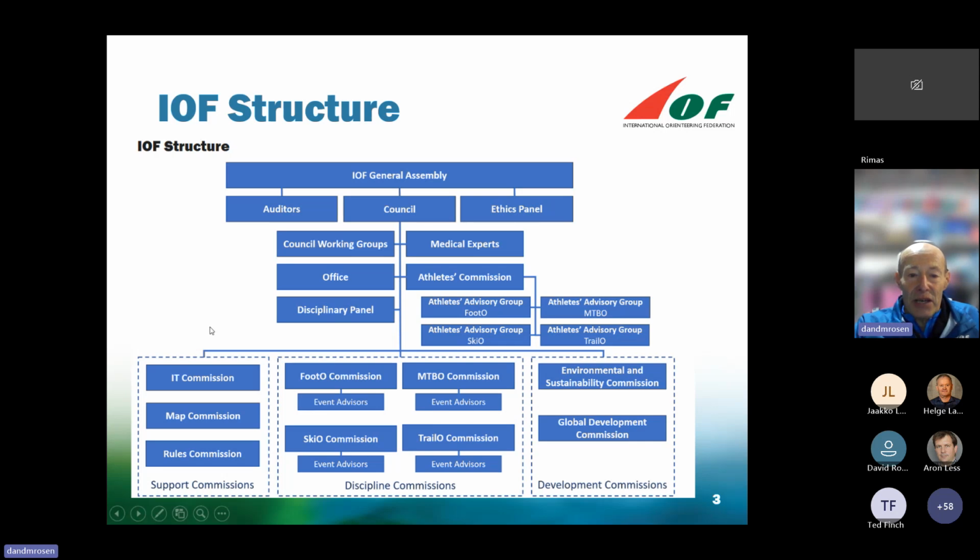Then at the bottom, you can see the different commissions, and there's the 3 support commissions for IT and MAP and rules. And if your world ranking event has got a problem in one of those particular areas, then the relevant commission may well be involved in sorting it out. And then the 4 discipline commissions, and most of your communication, if you do have problems, will probably be with someone in the Photo Commission. And then finally, there are the development commissions, environment and sustainability and global development on the right-hand side.